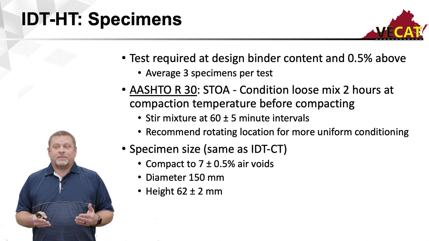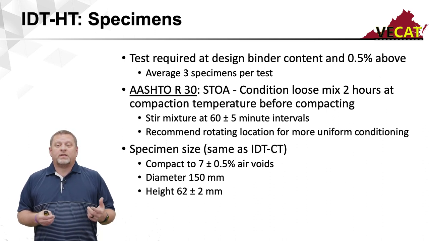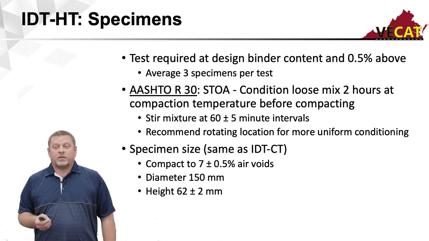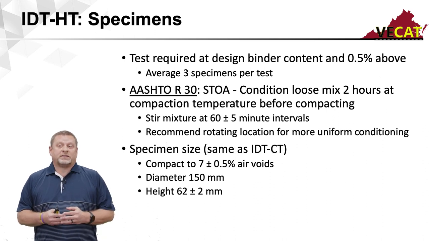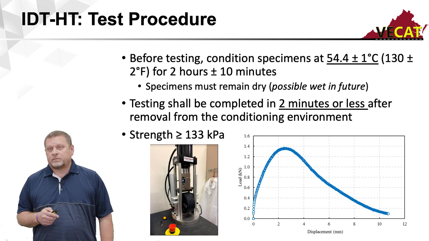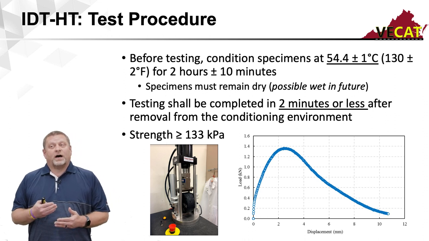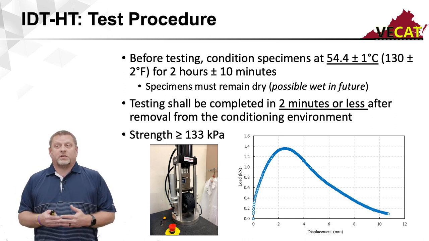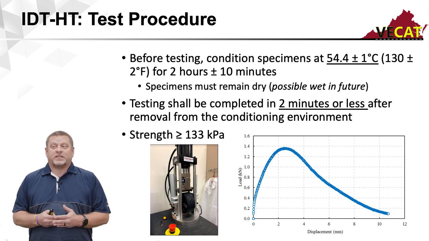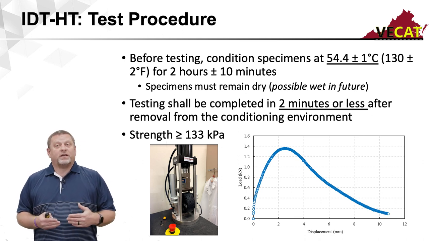Specimen size is the same as the IDT-CT, 150 millimeter diameter, 62 plus or minus 2 millimeters in height, and you compact to the same void level of 7 plus or minus 0.5%. Before testing, we have to condition our specimens. This is where the high temperature comes in. You condition them at 54.4 plus or minus 1 degree Celsius, which is 130 degrees Fahrenheit. This has to be done for 2 hours, plus or minus 10 minutes.